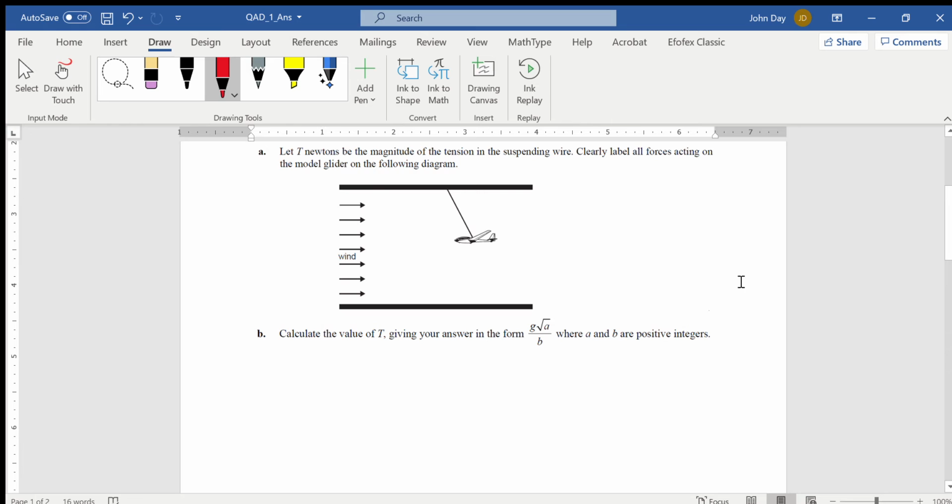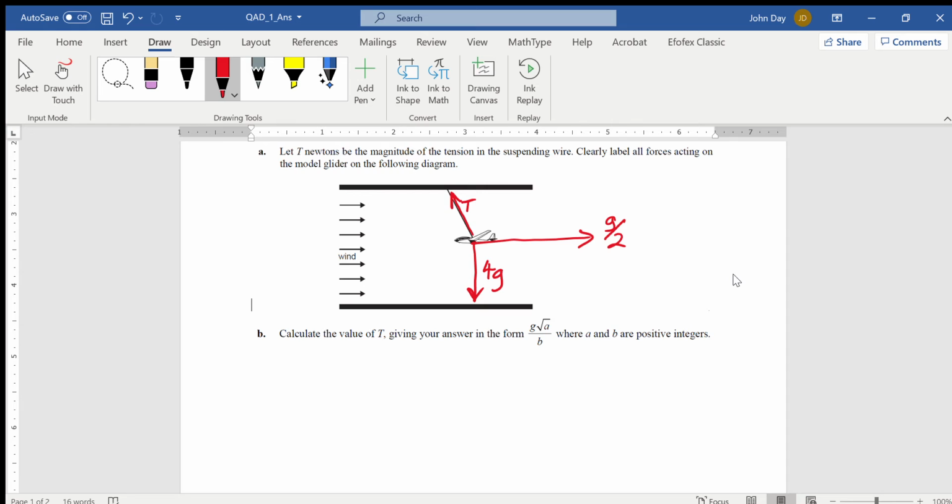We've got to label these forces onto our diagram. So we've got the wind blowing at G/2 going that way. We've got gravity force, mass times gravity. So that's 4 times G going downwards, and we get a tension force going upwards. Knowing those 3 forces is pretty key.